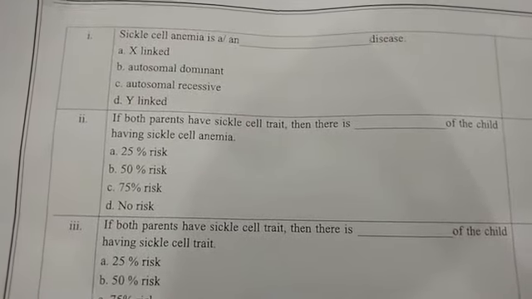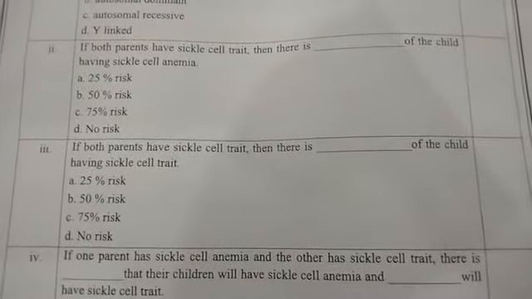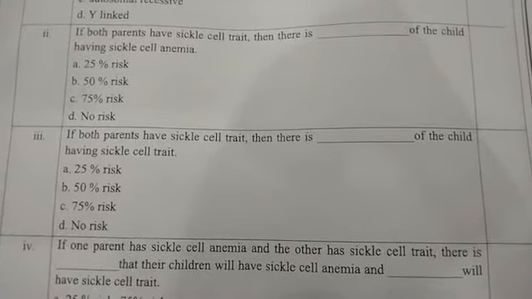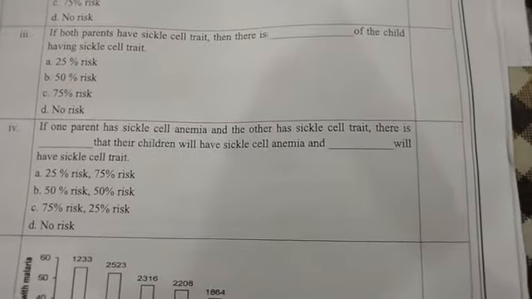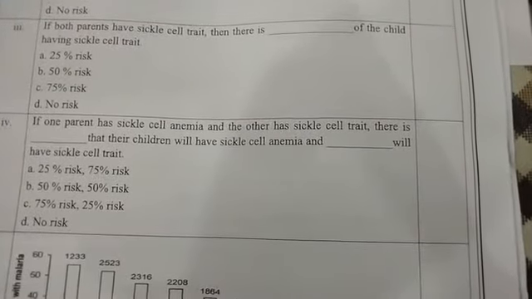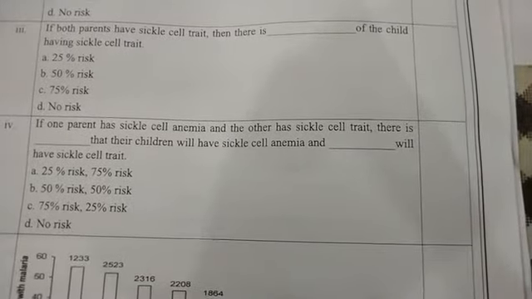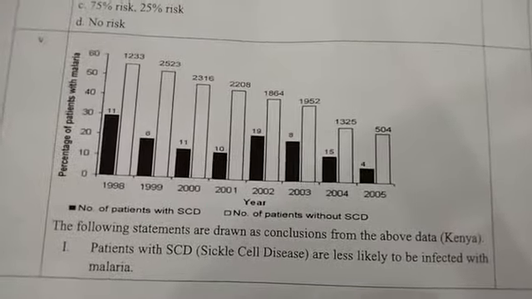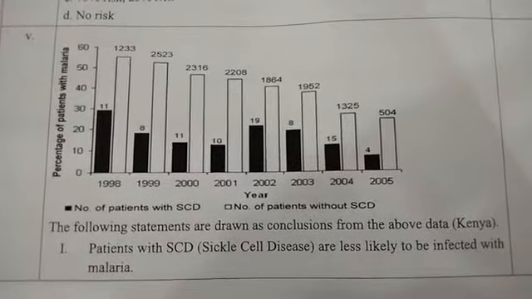If both parents have sickle cell trait, then there is dash of the child having sickle cell anemia. This is the third one. Okay, if both parents have sickle cell trait, then there is dash of the child having sickle cell trait. Fourth is if one parent has sickle cell anemia, the other has sickle cell trait, there is dash that the children will have sickle cell anemia and dash will have sickle cell trait. So the risks you have to, and the fifth one is a bar graph. So just read it, you can see it. So any four you will have to attempt.